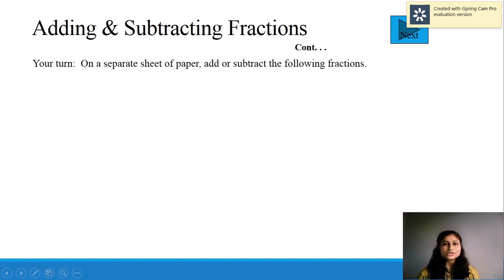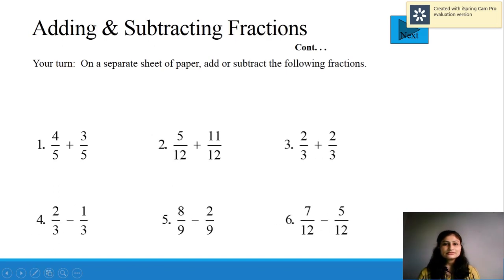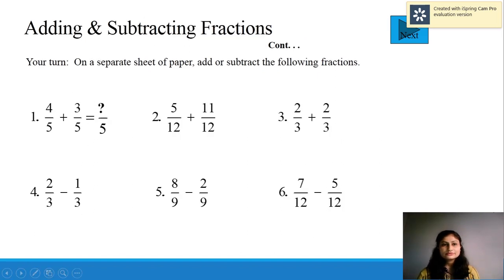Adding and subtracting fractions. 4 upon 5 plus 3 upon 5 is equal to what? Yes, you can write down the answer in your paper or sheet. And now we look at the answers. 4 plus 3 is equal to 7. So it is 7 upon 5, 1 integer 2 upon 5.